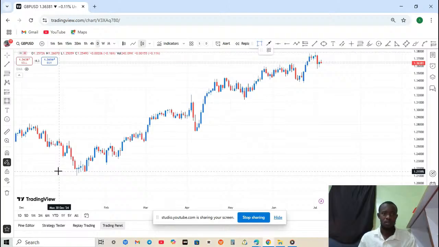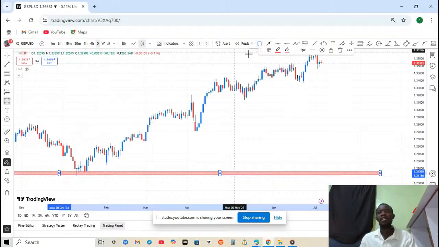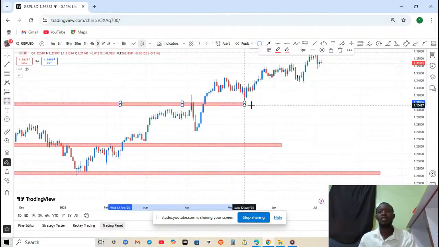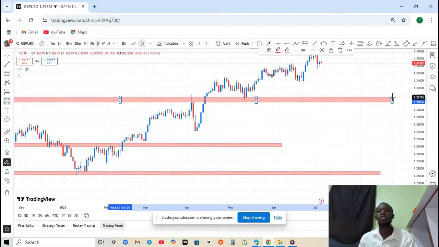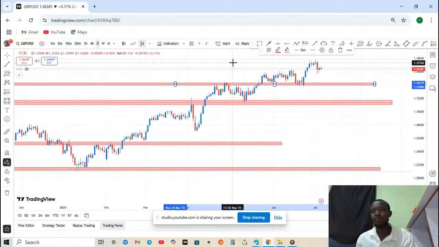So my first zone is where the move originated. The move originated there. It further formed this high. I'll explain later. First, let me draw the zones and I will tell you what they are in normal time. Be patient with me, guys.